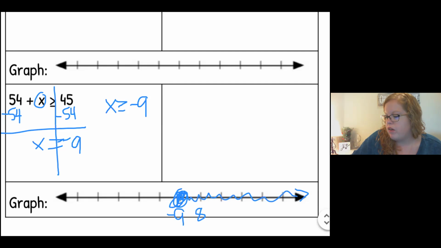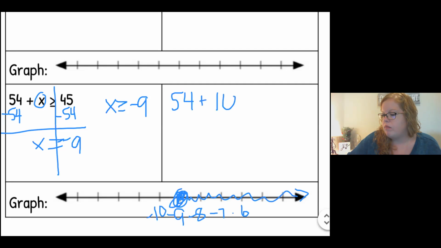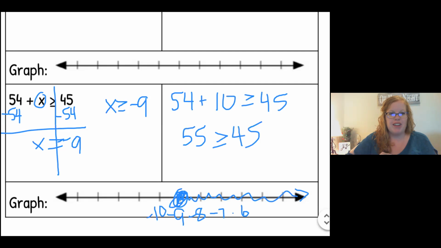And then remember, you need to know how to draw or write out the numbers on a number line. And when you do that, you can double check. So let's do like 54 plus 10. Not a negative 10, but a positive 10. I just know that's an easy number. So then 55, yep, 55 is greater than or equal to 45. So I know we're good on that one. It does get a little more challenging, but this is just the basic steps of solving one-step inequalities with addition and subtraction.